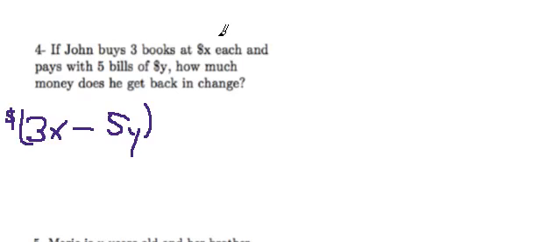So if you look at this here, let me replace X with a number. I want to avoid using a number that's already showing up in the problem somewhere. So let's pretend the books cost, I don't know, $10 each. And let's say that he's got 5 bills of Y dollars. Let's make the bills $20 bills. Okay, so 3 books at $10 each. That's going to be 3 times 10.